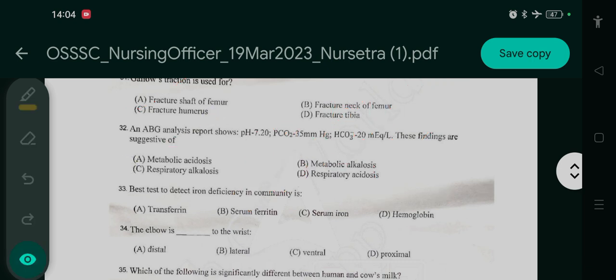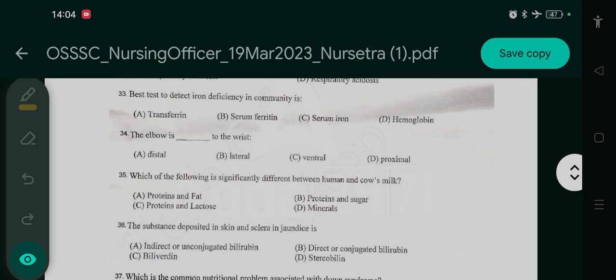Okay, next question. Best test to detect iron deficiency in the community is: A, transferrin; B, serum ferritin; C, serum iron; D, hemoglobin.